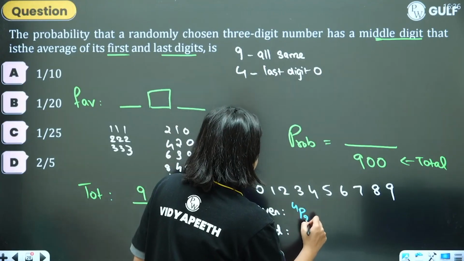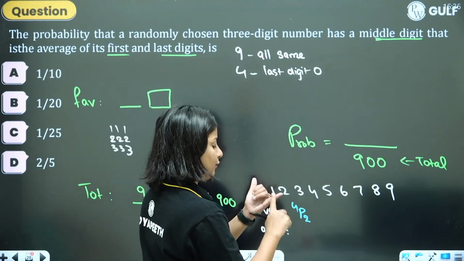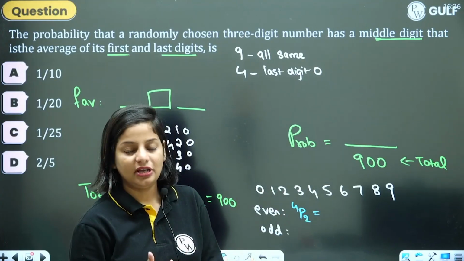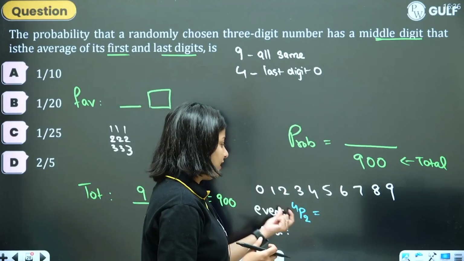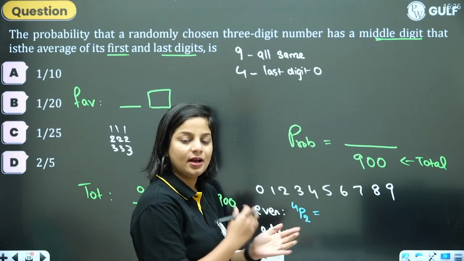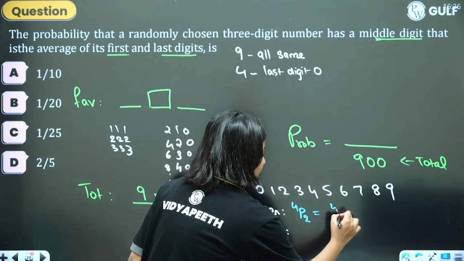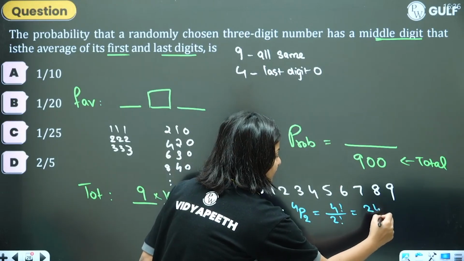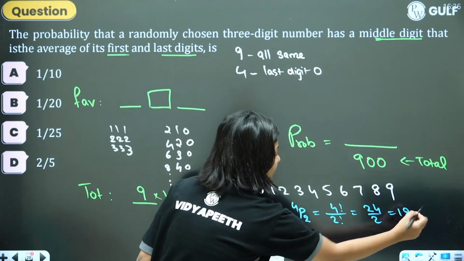4P2. How many even numbers are there? 2, 4, 6, 8. 4P2. That is the concept of permutation and combination. In how many ways can you select and arrange 2 numbers out of 4? 4 factorial upon 4 minus 2, 2 factorial. 4 factorial is 24 upon 2, 12.